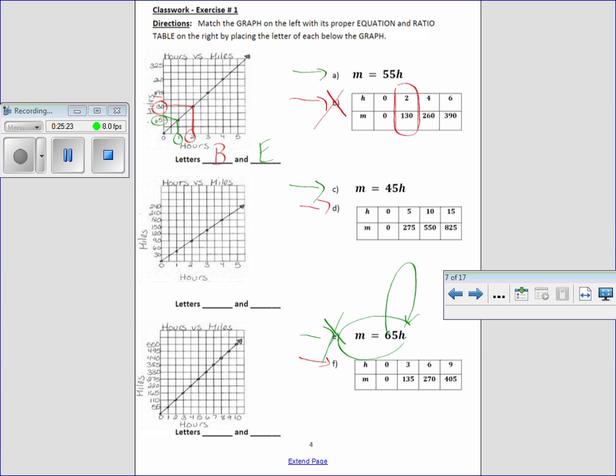Well, pick a value. 3 and 135. Okay, let's look. Here's 3. Trace it up. And you'll notice it's halfway between 120 and 150, isn't it? Well, what's halfway, number-wise, between 120 and 150? Tyler, it's 135. So he is right. So that's going to match up with F. Cross it out. That's done.